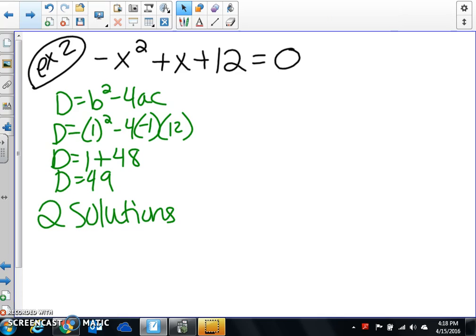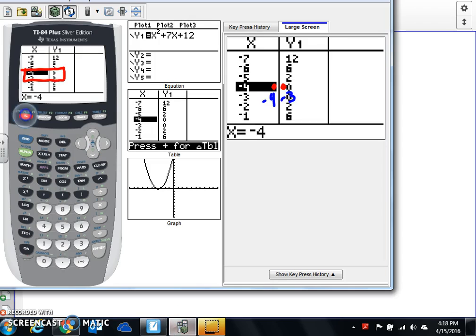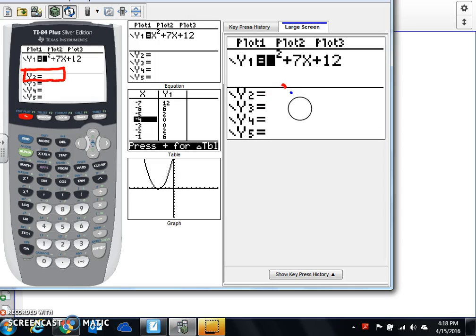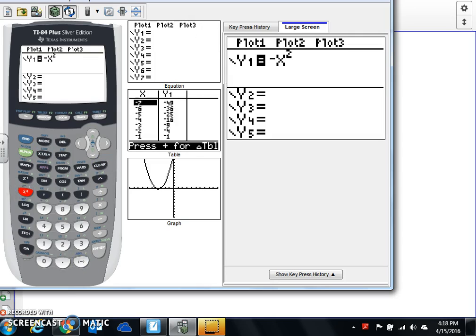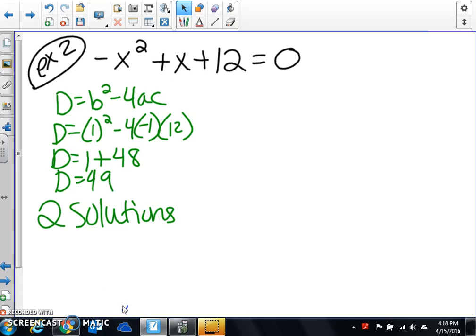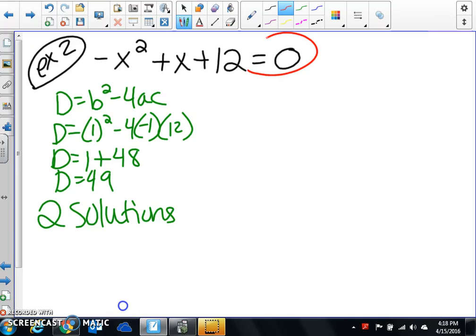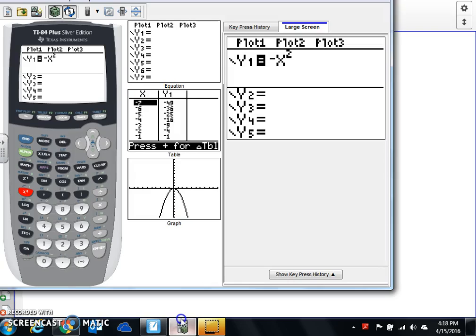And let's figure out what they are first by graphing. So negative x squared plus x plus 12. Go to your y equals. Clear it out. Negative x squared, plus x plus 12. And once again, this is equal to 0, so that's good. We have to have that. Graph.